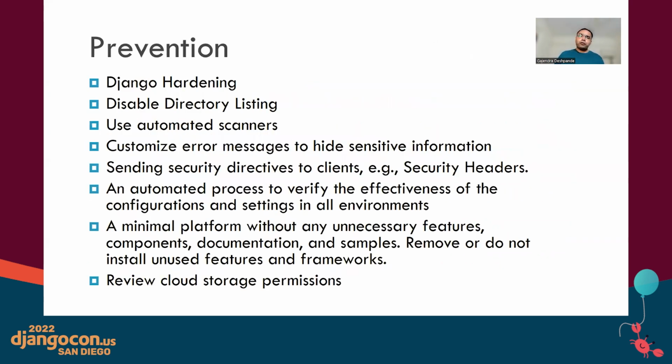So prevention is to go for Django hardening. That is, don't go for default settings. Customize all the settings, including the directory listing and all the parameters. Then disable directory listing. Then use automated scanners. Then customize error messages to hide sensitive information, because error messages usually display information about the system, for example, operating system version, server software and its version, and so on. Once the attacker knows the version, the attacker automatically comes to know about the vulnerabilities present in that version.